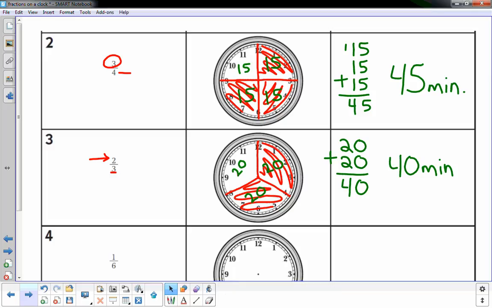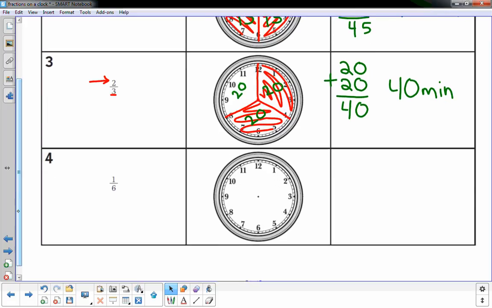Looks like I've done these before. We've done 1/6 before, so I'm not going to continue on.